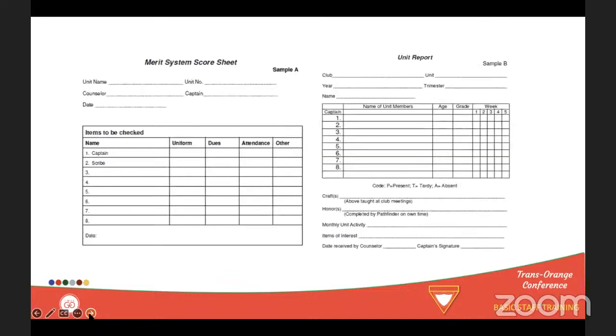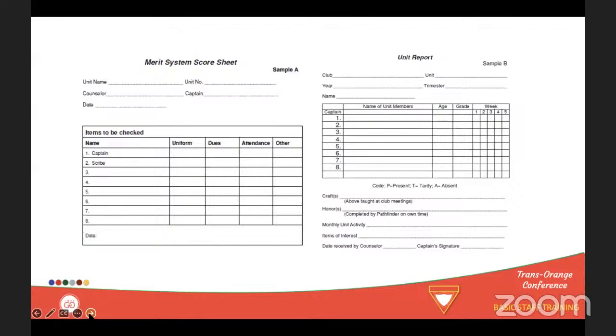Okay, there I've just put some sample forms of a merit system. We can see a unit name, unit number, counselor, captain, date, and then we have the uniform, the dues, the attendance. So you are basically marking all those. On the other side is another, sample B. Sample B has the weeks. So on week 1, if it's a P, it means the member was present. If it's a T, it's tardy. If it's an A, it's absent.